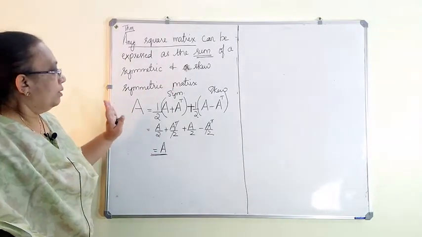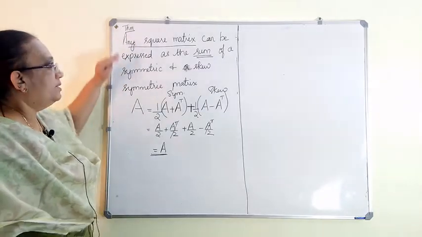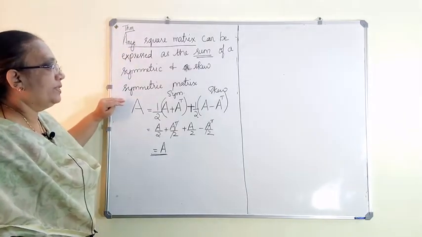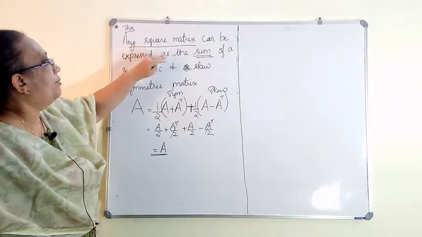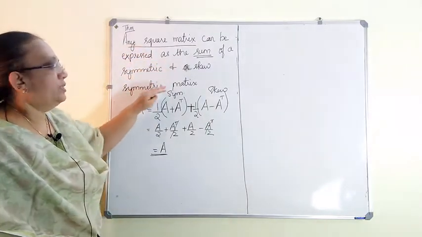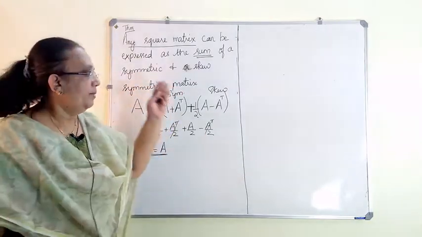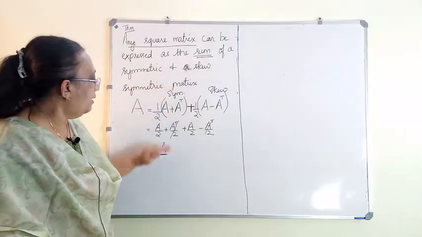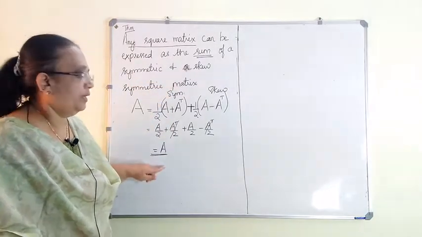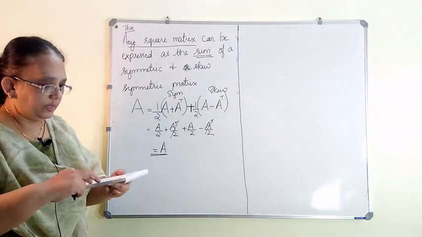Sometimes this can be asked as a theoretical question also. Prove that any square matrix can be expressed as a sum of a symmetric and a skew symmetric matrix. So for the first part, you write the previous theorem and then come to the second section. So you get the full marks. Okay. Now let us come to certain examples.